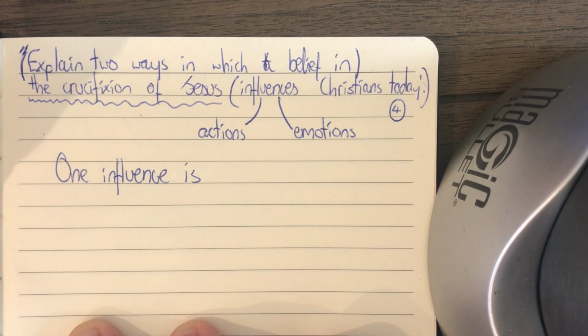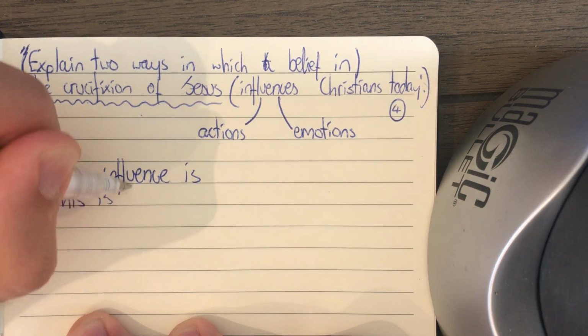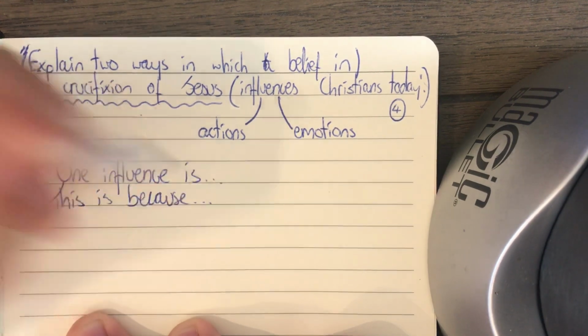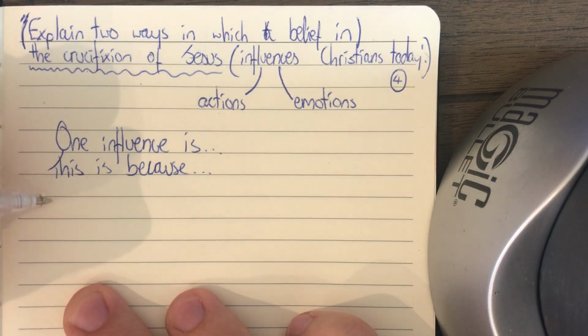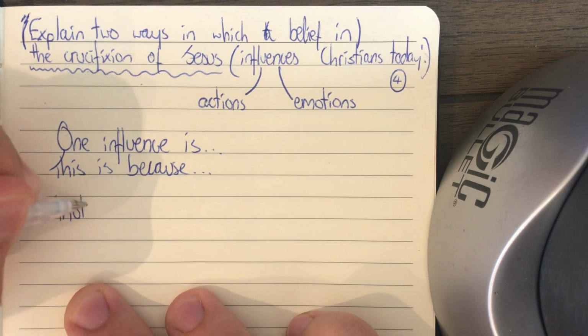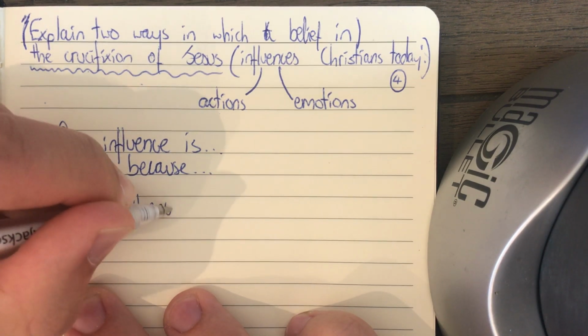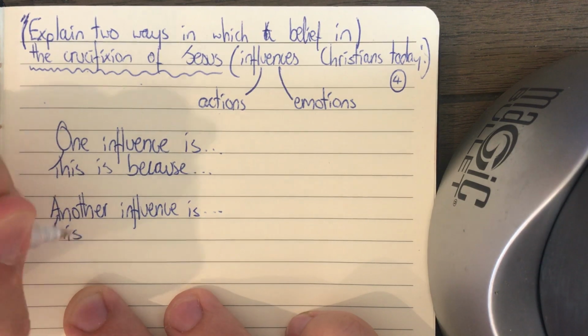The exam isn't very long. You've not got a lot of time, and you want to save your time for the longer questions later. So 1 influence is will suffice. This is because will also suffice for the second sentence. And you would do this twice. So you would say in your second paragraph, another influence is. And then again, this is because.